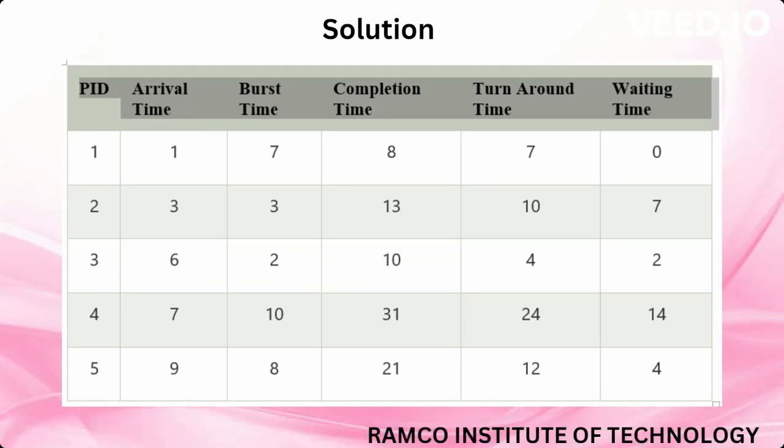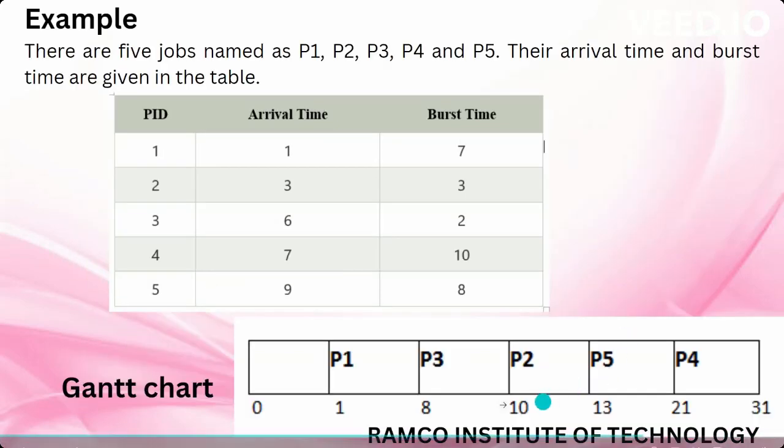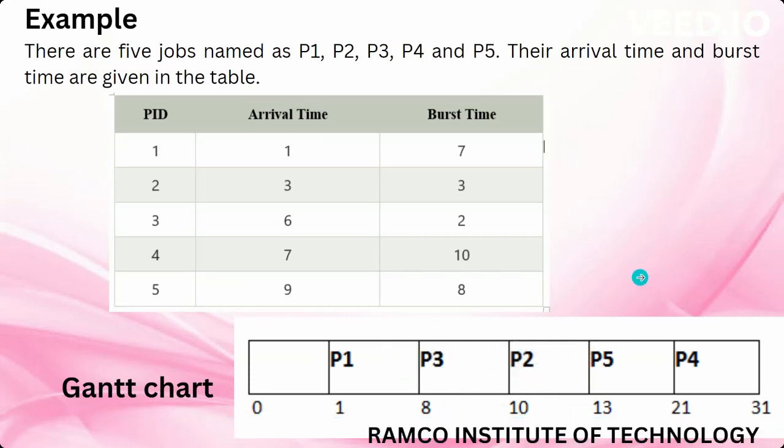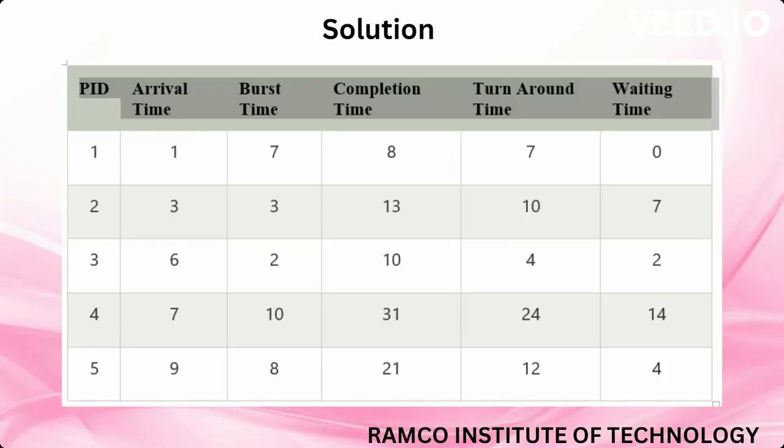So this is the solution for the given example. In this table, we have the processes P1 to P5. The arrival time and burst time are given. The completion time we have written from the Gantt chart, for each process P1, P2, P3, P4, P5. After that, we need to find the turnaround time and waiting time. The turnaround time is the difference between the completion time and arrival time.